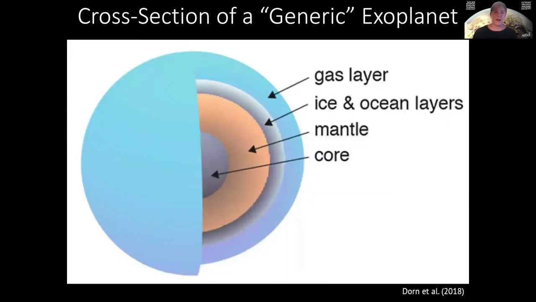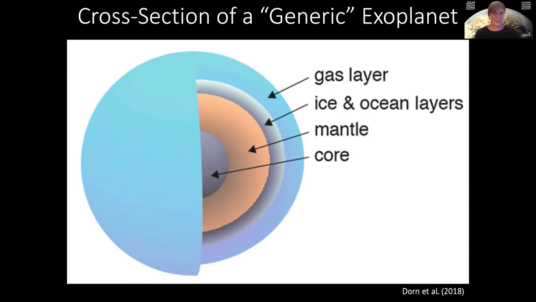In a framework established by Caroline Dorn, you can imagine that you have a generic planet with a core, a mantle, an ice and ocean layer, and then a gas layer. If you only have two constraints, the mass of the planet and the radius of the planet, you could make the core really tiny and the mantle really big, and then you could do something with the ice layer and the ocean layer and the gas layer, but there would be multiple configurations that could reproduce both the radius and the mass. So we need as much information as possible in order to explain what the planet looks like. One thing you could do is look at the composition of the star and try to infer what material would have been present in the protoplanetary disk at the location where the planet exists.